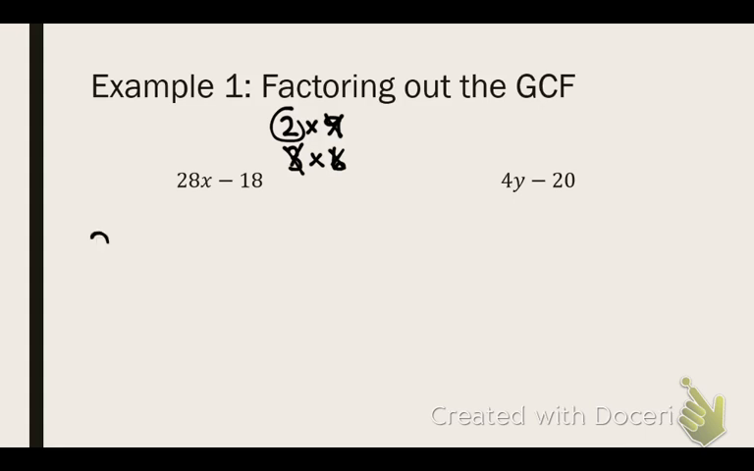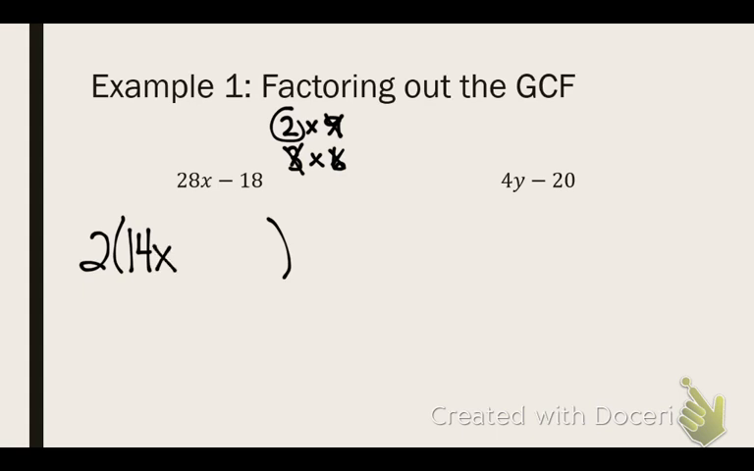I'm going to pull it out of the expression. It's basically reverse distributive property. It's distributive property in reverse. You're going to see that real clear here in a second. Okay? And you're going to divide the original number by the number that you factored. What is 28 divided by 2? 14, and then don't forget your x.